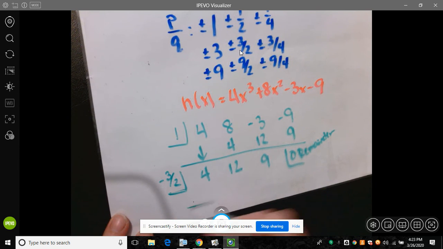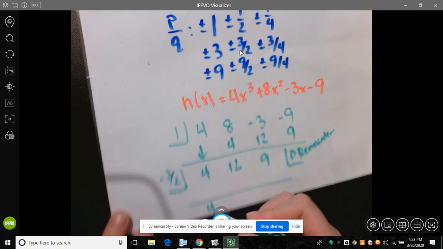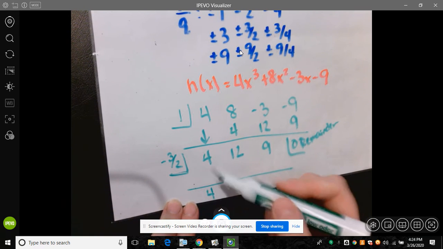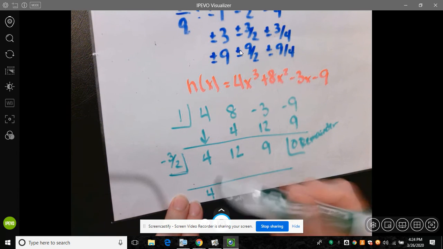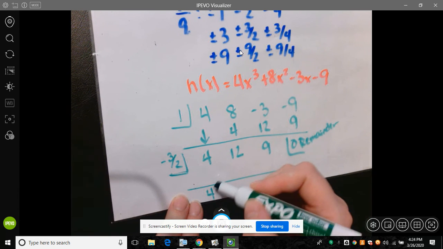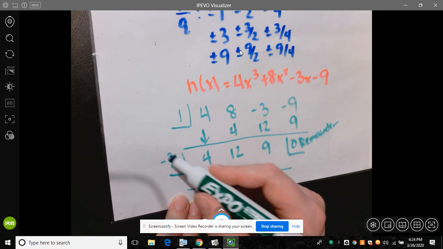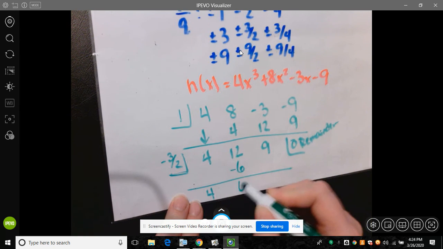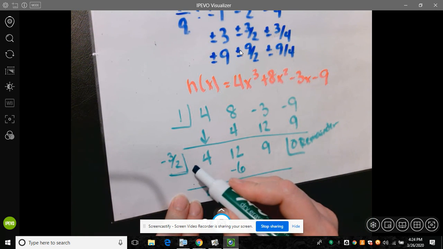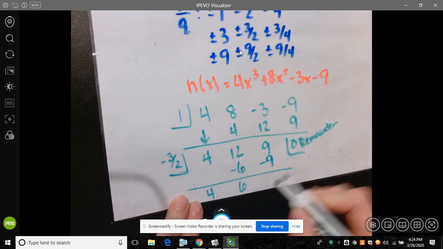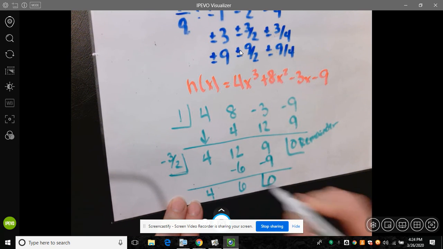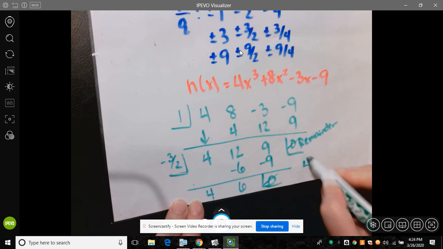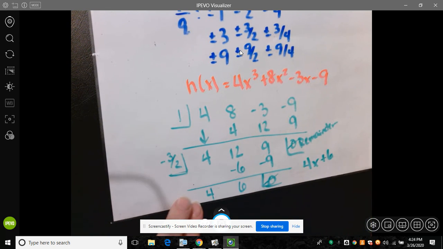So I'm going to drop my 4, and then I'm going to do negative 3/2 times 4. If you don't know how to do fractions in your head, that's okay. You're welcome to use a calculator, but I'm going to show you a shortcut. 4 divided by 2 is 2, times negative 3 is negative 6. Then we add in 6. 6 divided by 2 is 3, times negative 3 is negative 9. And that drops to 0. That's our remainder for that one. So I'm left right here with 4x plus 6.